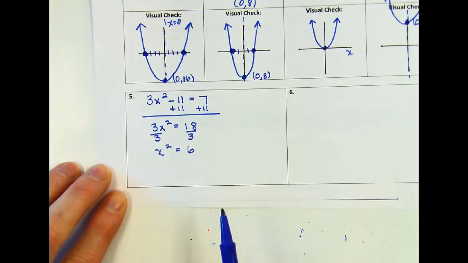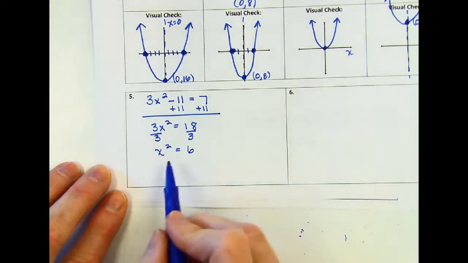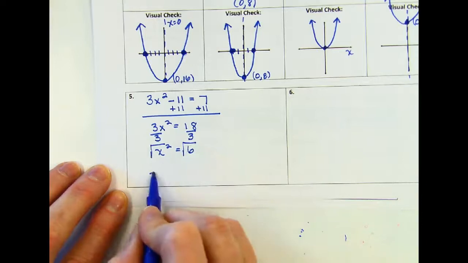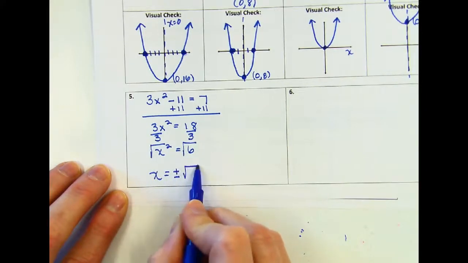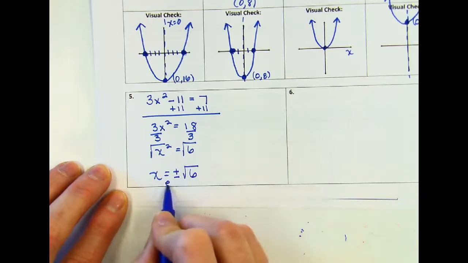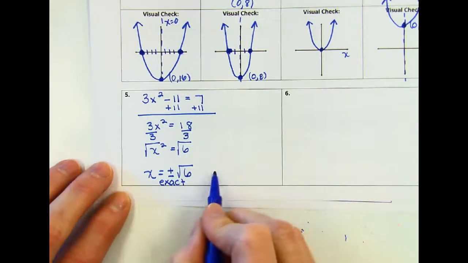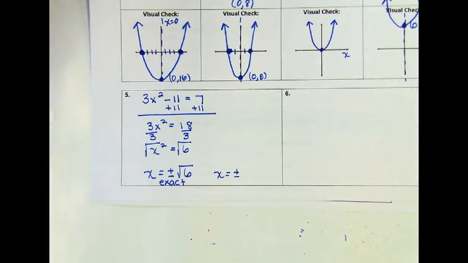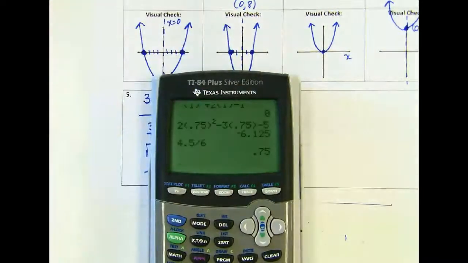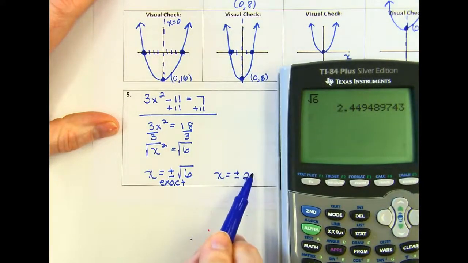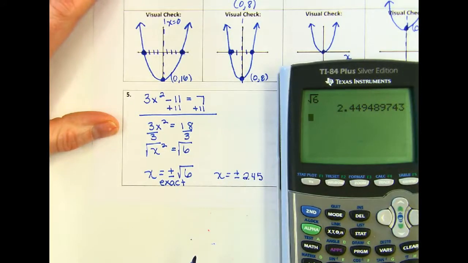And now, depending on the directions, you can go 2 different ways. You can take the square root of each side, and you can say x equals plus or minus square root 6. Now that is what we call an exact answer. But if the directions tell you to round your answer, you would say x equals plus or minus, and you would take your calculator and follow the directions. If it told us to round to the nearest hundredth, we would simply say x equals plus or minus 2.45.